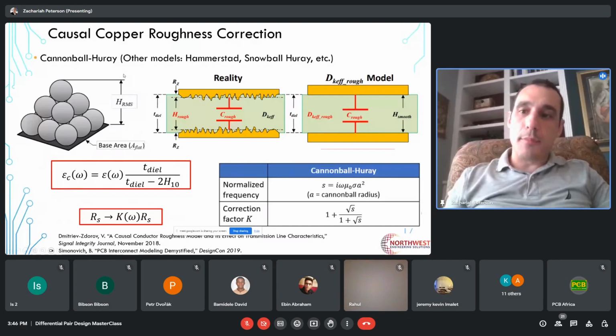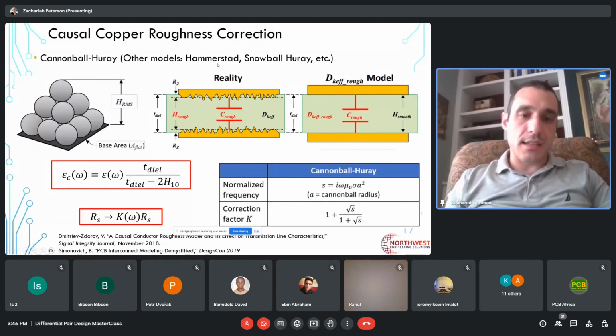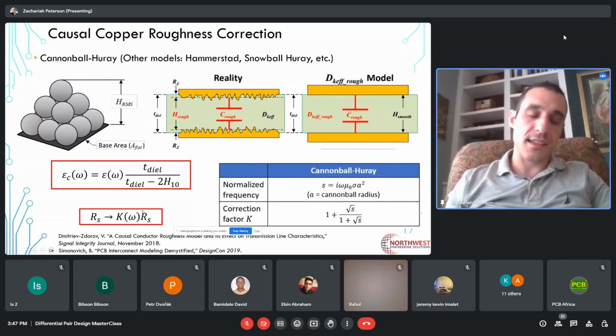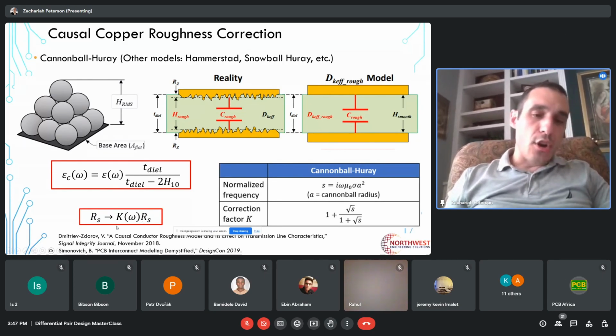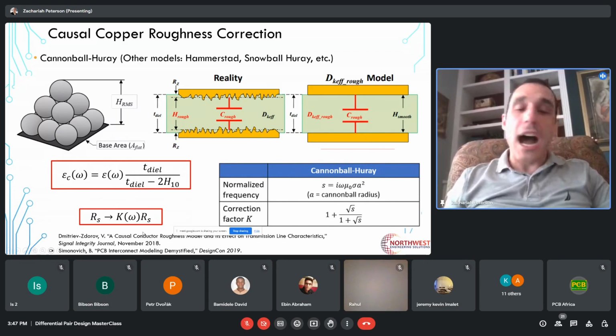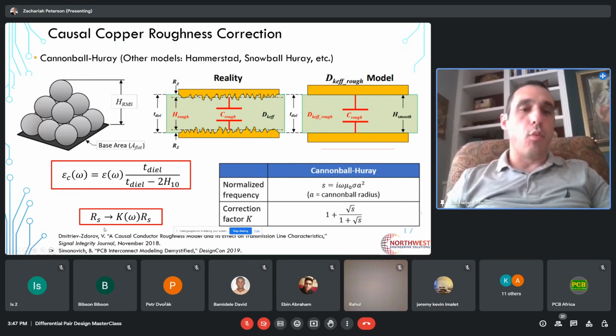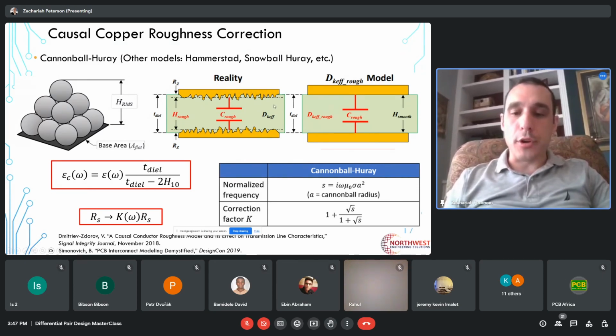The copper roughness model is important because it allows you to determine what the true skin resistance is in your interconnect. Higher skin resistance means higher loss. Typically the skin resistance will just be given by some value, but once you have rough copper, the rough copper increases the skin resistance significantly. And there are these different models that are used to define what that effect is, or what that K factor is.